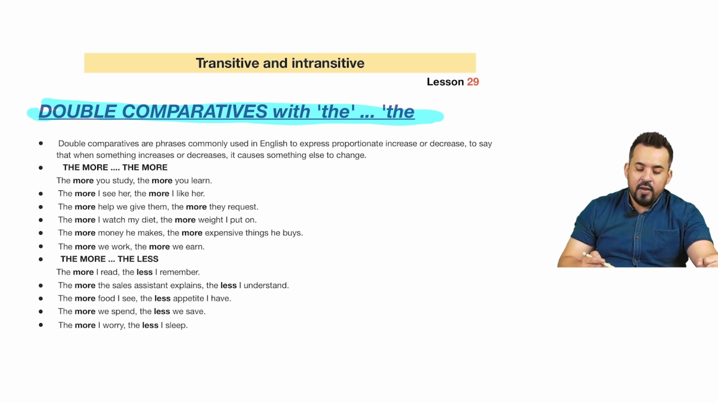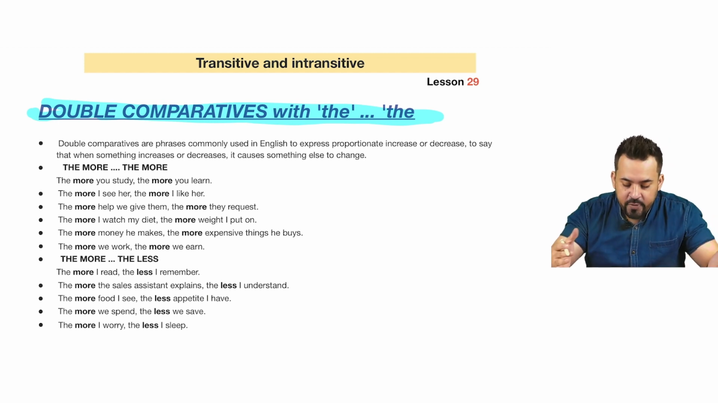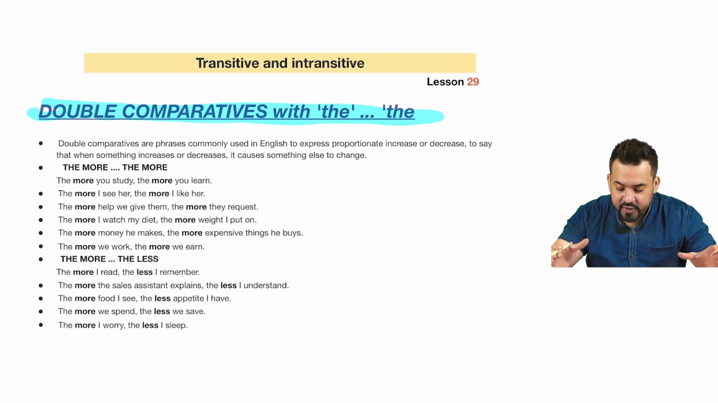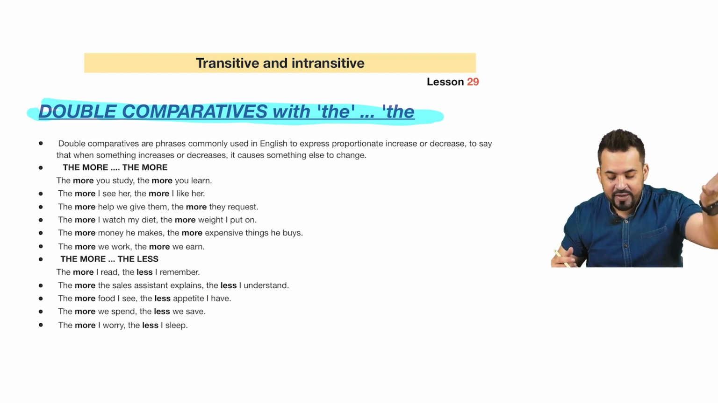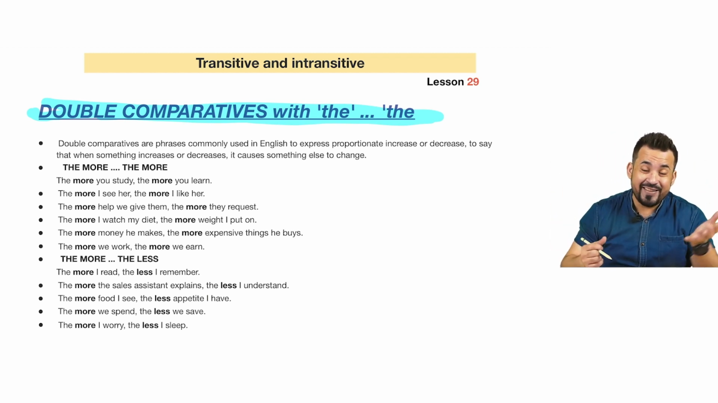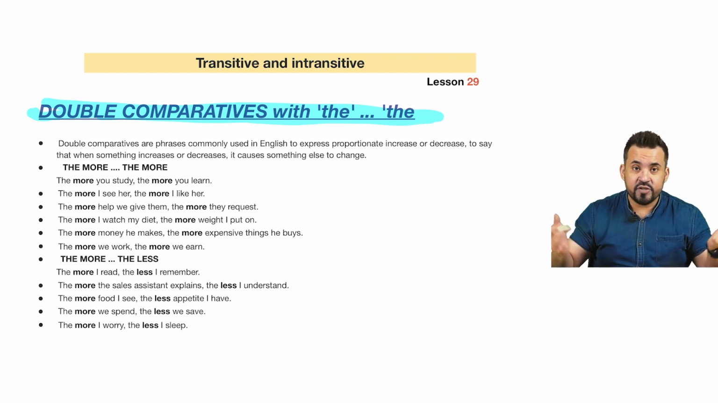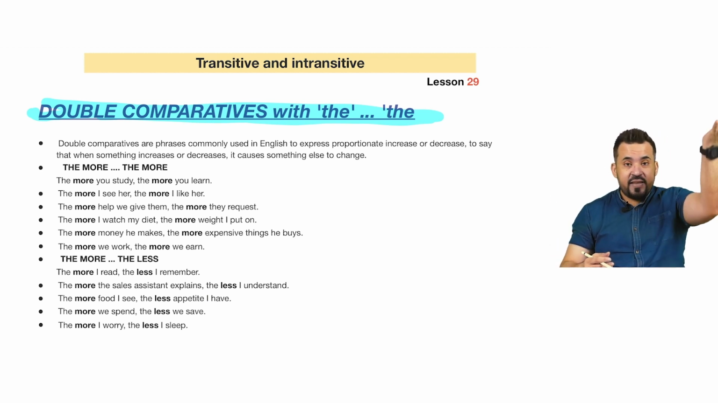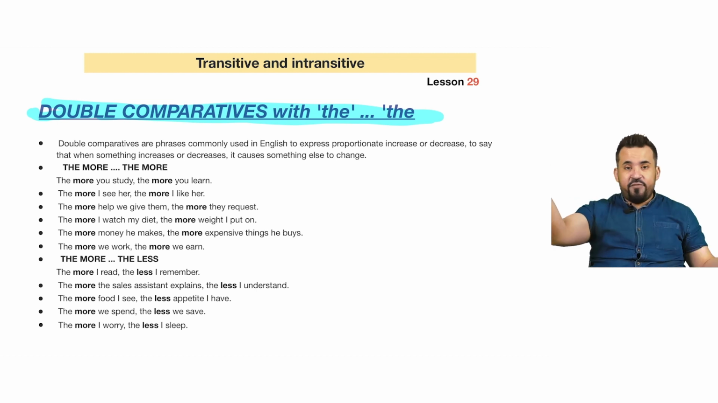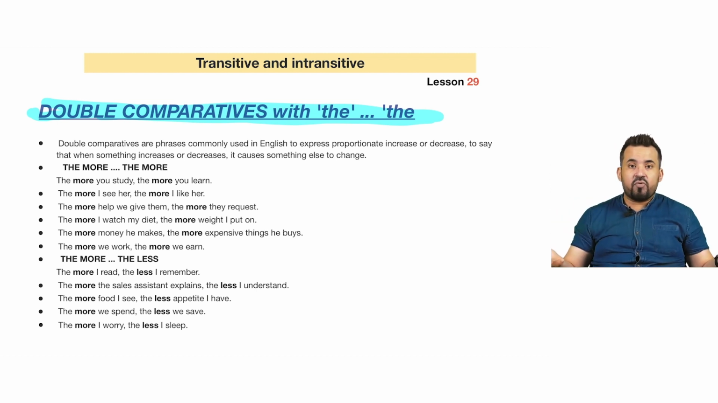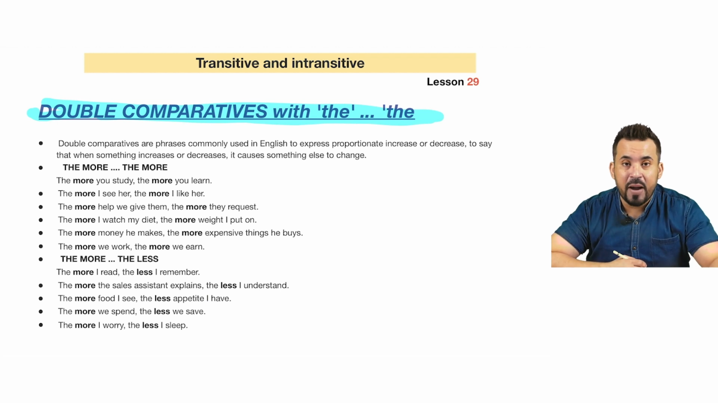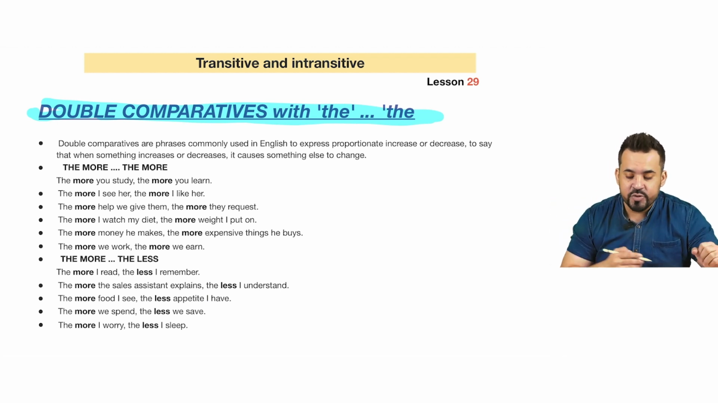All right. So double comparatives are phrases commonly used in English to express proportionate increase or decrease. To say that when something increases or decreases, that causes the other thing to increase or decrease. So you say, if this thing increases, this thing will increase. But if this thing decreases, then this thing will decrease. Okay, so we use the double comparative. So let's take a look at how to use this.